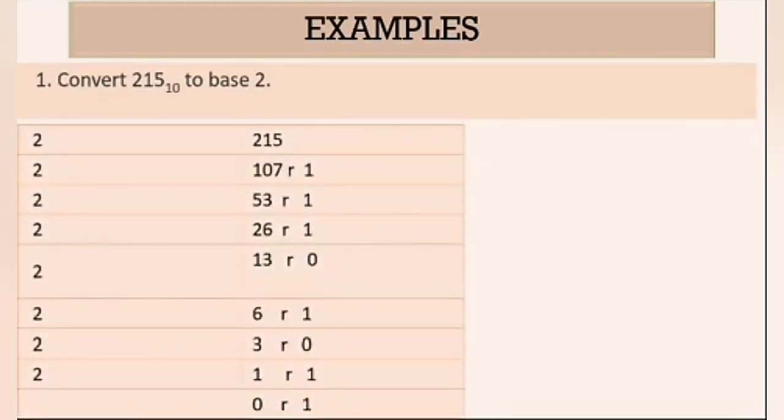Assuming we are converting 215 in base 10 to base 2, like I said earlier, we will be dividing using the required base, which is base 2. As you divide, take note of your remainder. For example, 215 divided by 2 will give us 107, remainder 1. If you divide that again, you will have 53, remainder 1. Divide again, 26, remainder 1. 13, remainder 0. 6, remainder 1. 3, remainder 0. Divide 3, you will have 1, remainder 1.